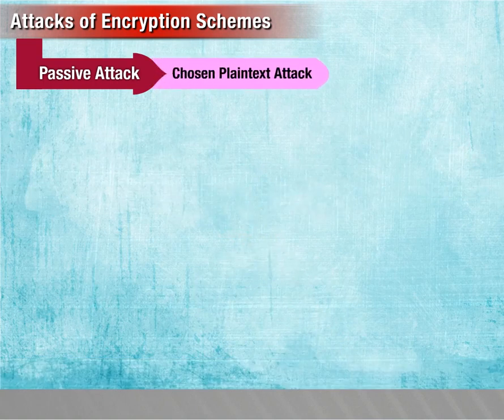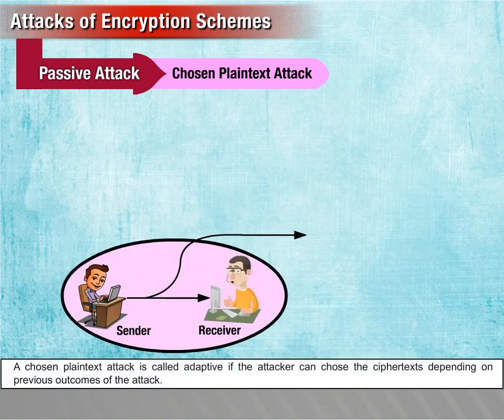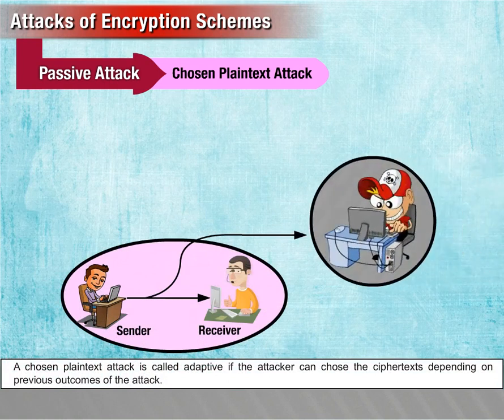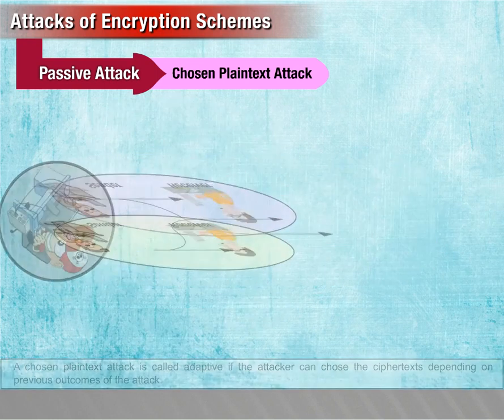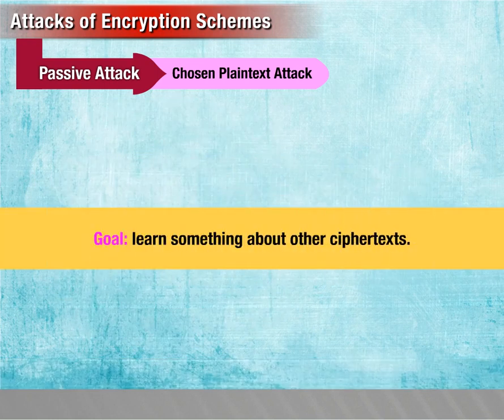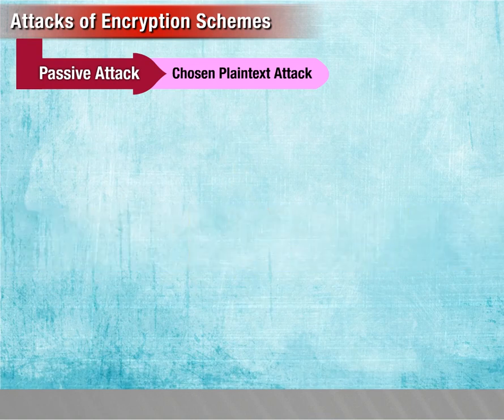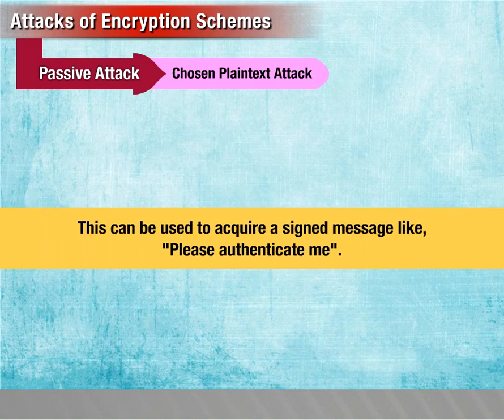Chosen plaintext attack. A chosen plaintext attack is called adaptive if the attacker can choose the plaintext depending on previous outcomes of the attack. Goal: learn something about other ciphertexts. This can be used to acquire a signed message like "Please authenticate me."